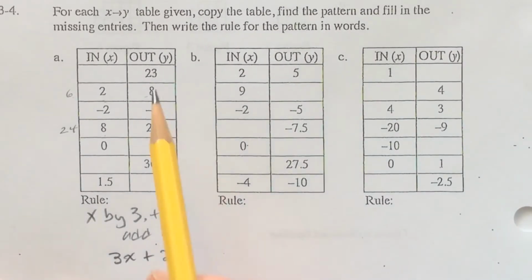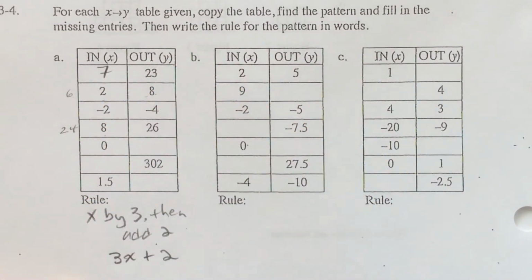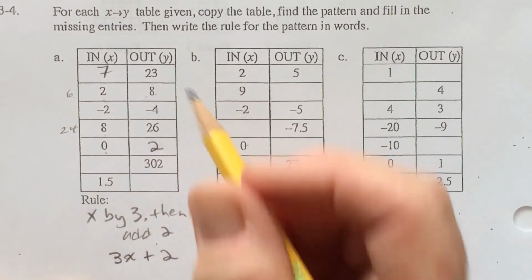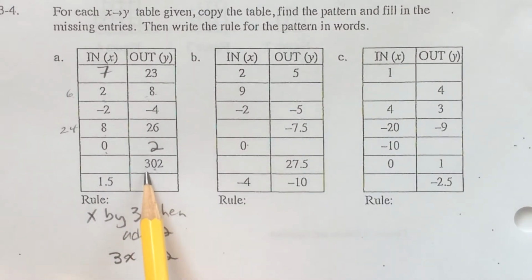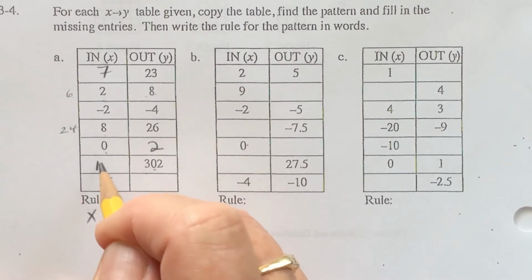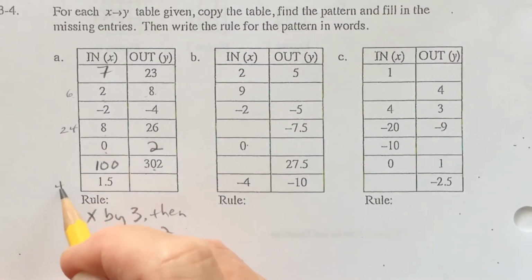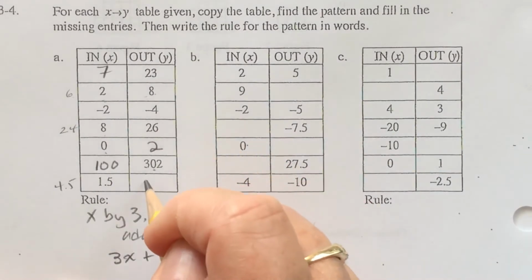So let's see, if we subtract 2 from that, you get 21. So what was multiplied by 3 is 7. 0 times 3 is still 0, and then add 2 to that, and you get 2. We added 2 to 300, which is 3 times 100. 3 times 1.5 is 4.5. Then you add 2 to that, and you get 6.5.